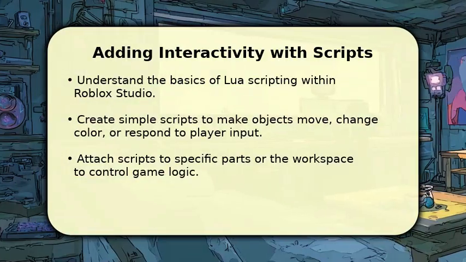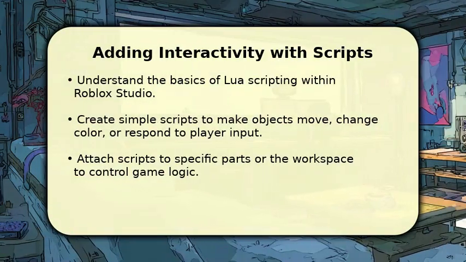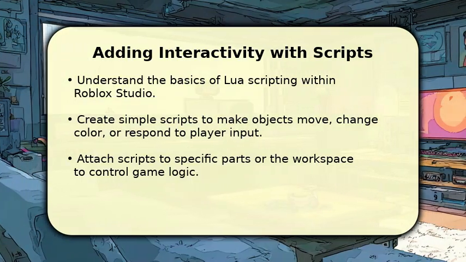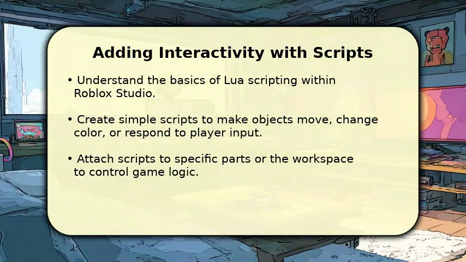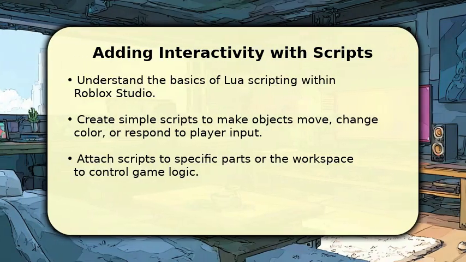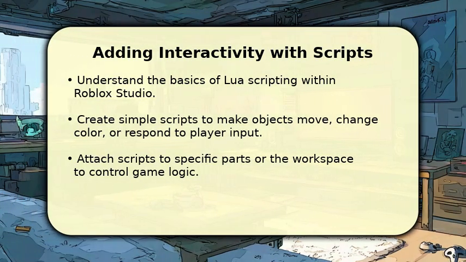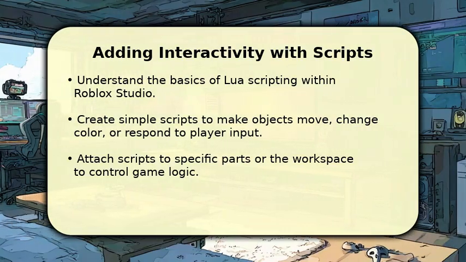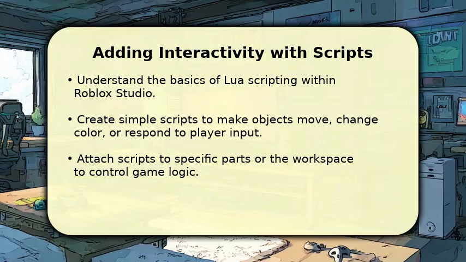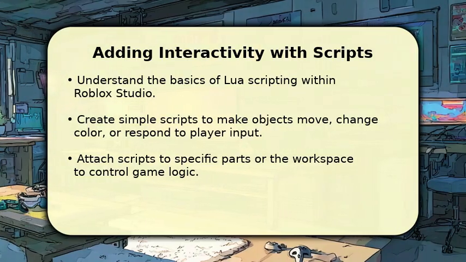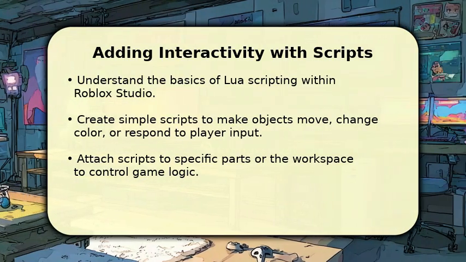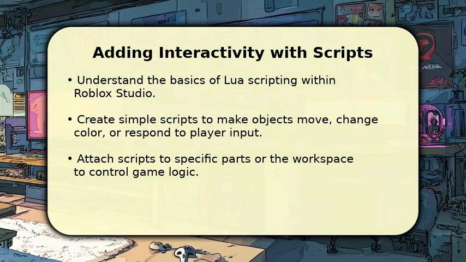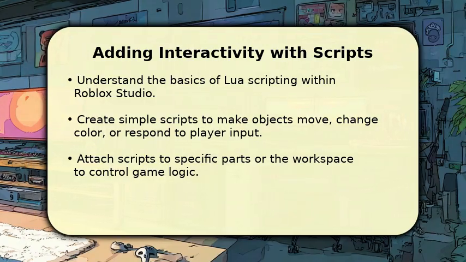To make your world truly come alive, you'll need to add interactivity through scripting. Roblox uses Lua, a powerful yet accessible programming language. Start by writing simple scripts to make objects perform actions, like moving, changing color, or reacting to a player touching them. These scripts can be attached directly to parts or placed in the workspace for broader game logic. The Roblox Developer Hub is an excellent resource, offering countless tutorials and examples to guide you through your scripting journey.